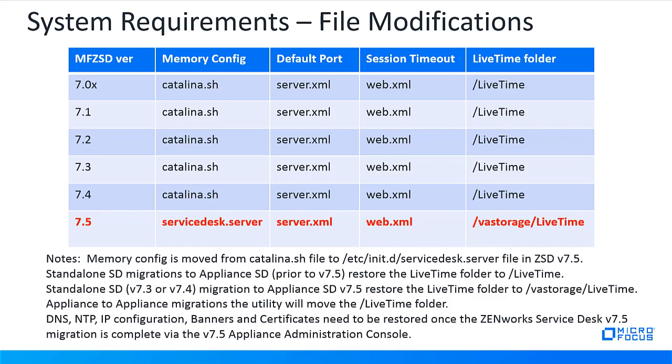If these were adjusted for your environment, be sure to modify these files similarly on the version 7.5 appliance. Remember, service desk settings like DNS, NTP, IP configuration, banners, and certificates are not migrated and can be modified and certificates imported via the version 7.5 appliance console.